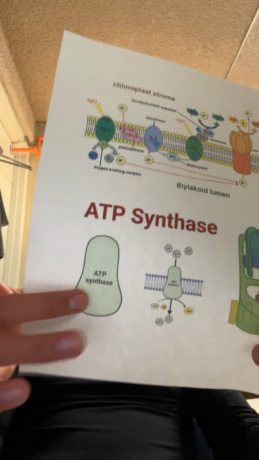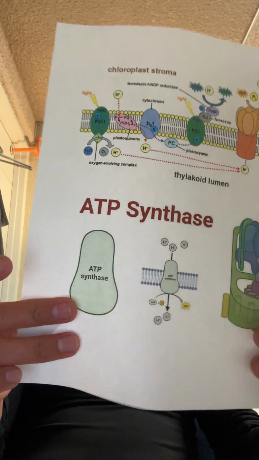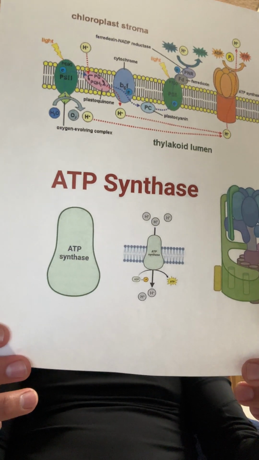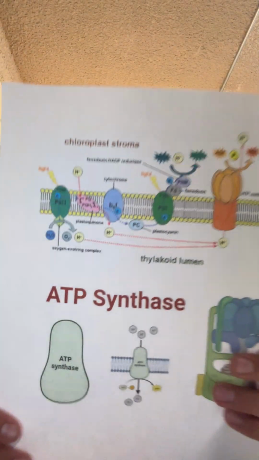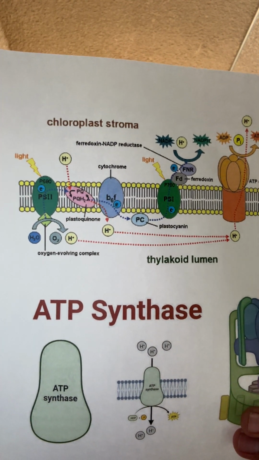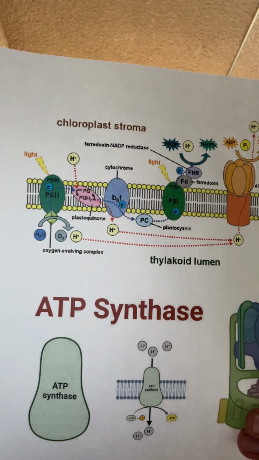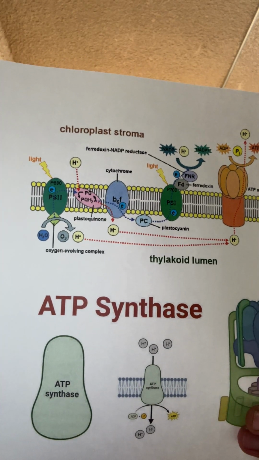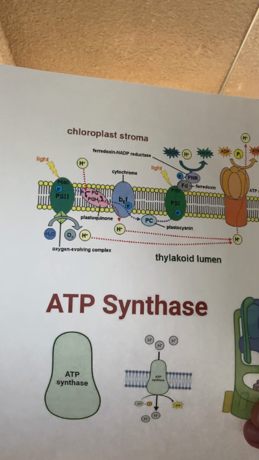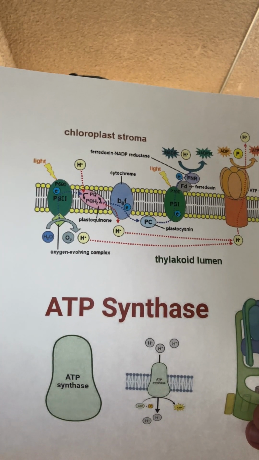Finally, this brings us to ATP synthase, an enzyme embedded in the thylakoid membrane that works like a molecular turbine. As hydrogen ions flow back out of the thylakoid lumen through ATP synthase, the enzyme spins and uses that energy to convert ADP and inorganic phosphate into ATP. This process is also called chemiosmosis.